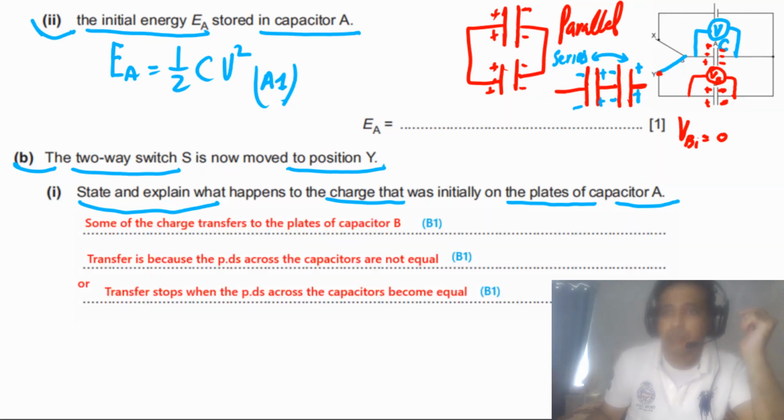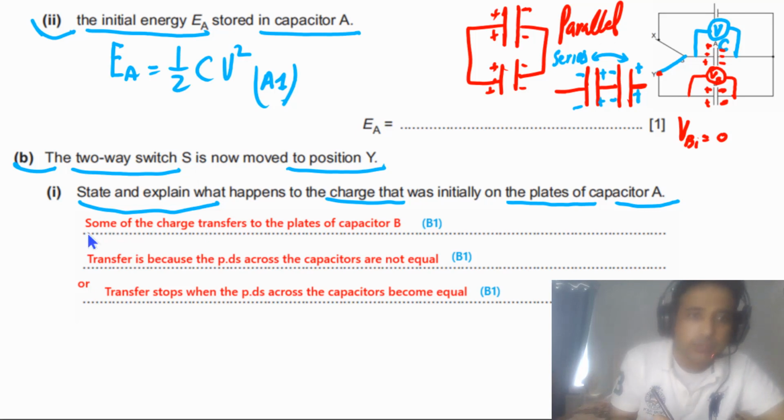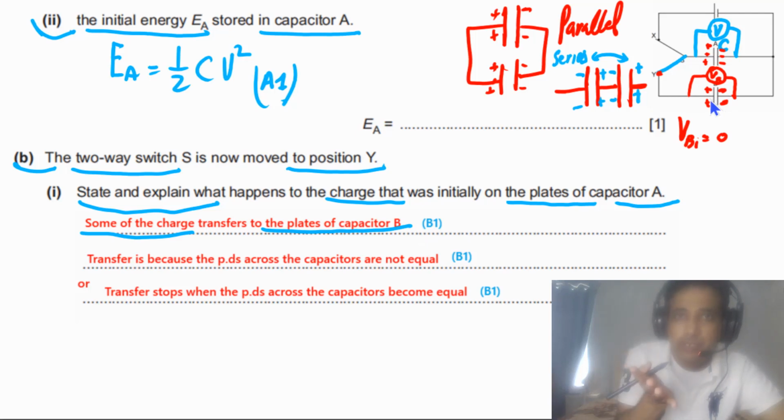In your answer, you can mention these 2 points. You can say sum of the charge transfer to the plates of capacitor B. So the PD across this one will start to rise and reach a certain value. When PD across two capacitors are the same, charge will stop flowing. Transfer is because the PD across the capacitors are not equal. Or you can say transfer stops when the PD across the capacitors become equal.